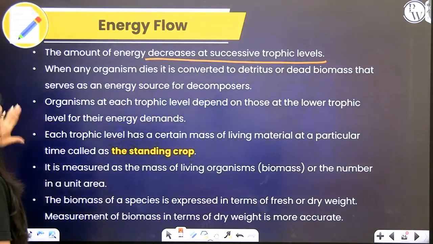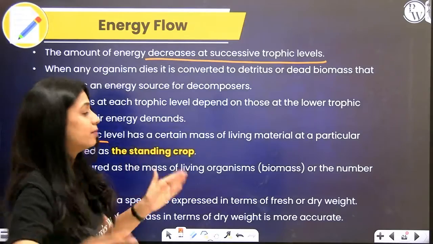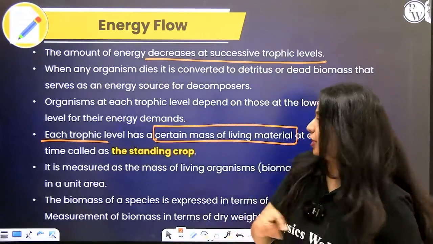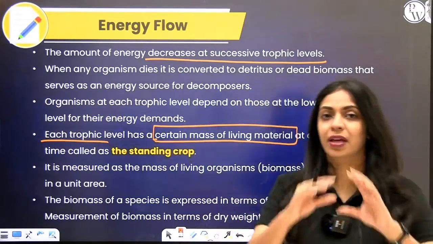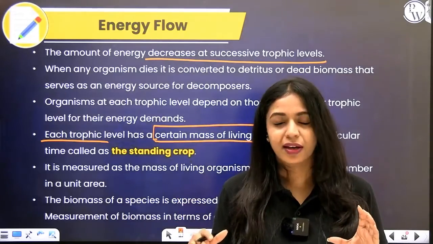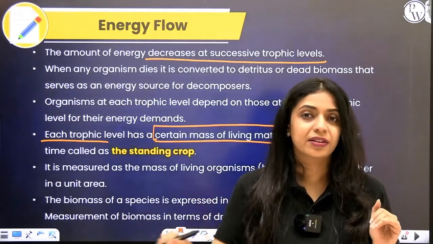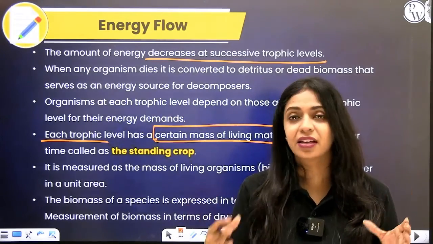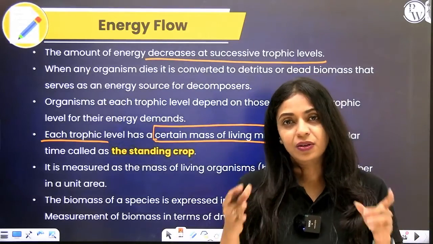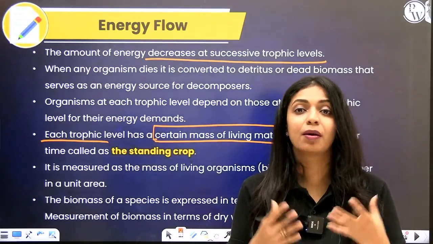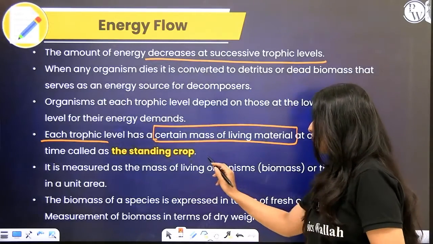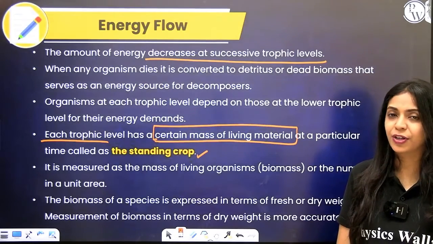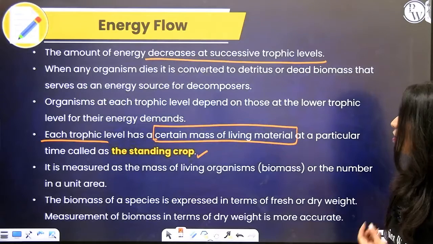Now, at each trophic level, there is a certain mass of living material, which we call the biomass. At any particular time in each trophic level, consider the producers in that ecosystem, or the primary consumers in that ecosystem, or the secondary consumers in that ecosystem. At any time in a given ecosystem, each trophic level will have a specific biomass, and that is what we refer to as standing crop. Whatever biomass is present in a particular trophic level at a particular time, that is the standing crop.